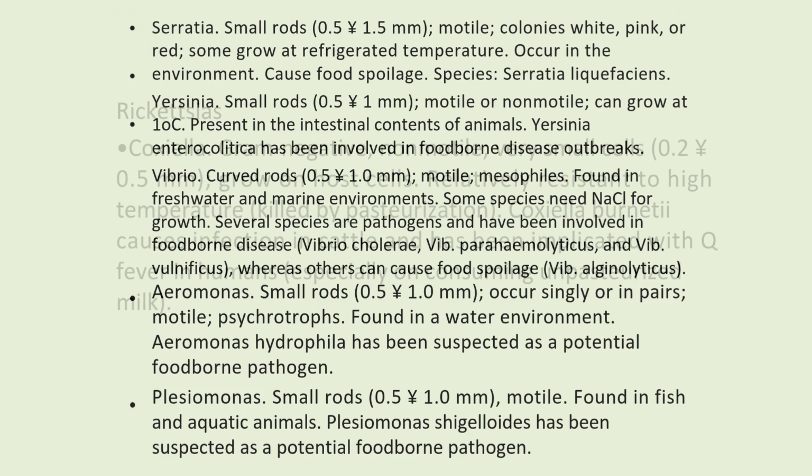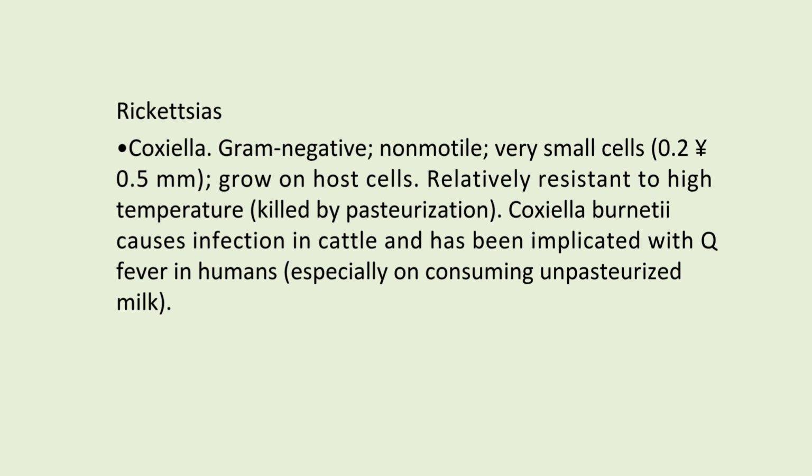Now let's discuss Rickettsias. The key genus here is Coxiella. They are gram-negative, non-motile and very small cells that grow on host cells. They are relatively resistant to high temperature, but are killed by pasteurization. Coxiella burnetii causes infection in cattle and has been implicated with Q fever in humans, especially from consuming unpasteurized milk.